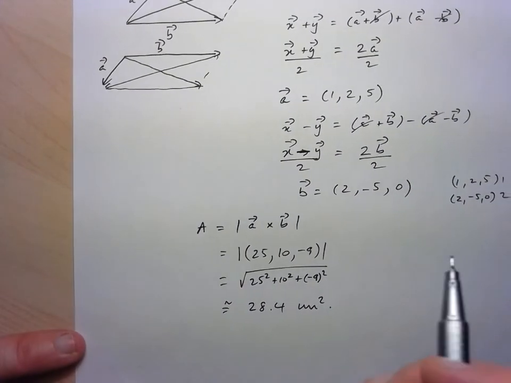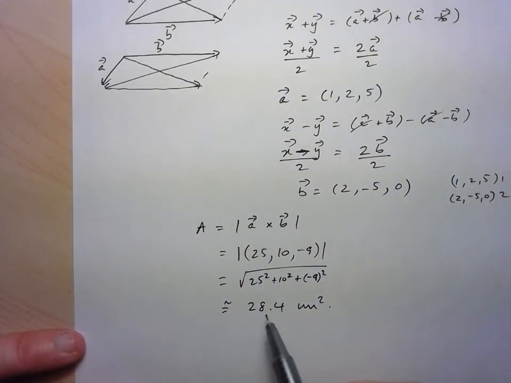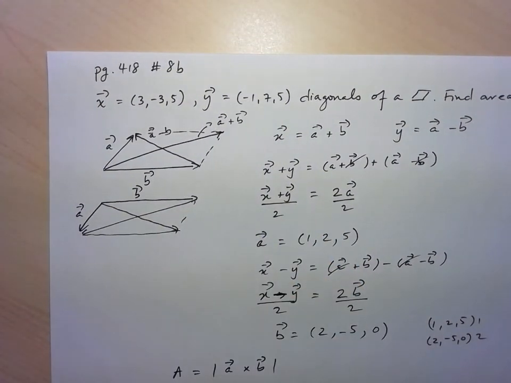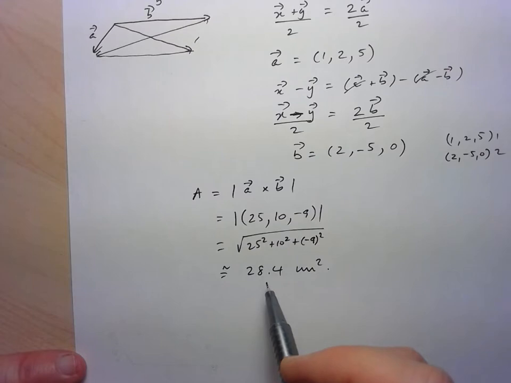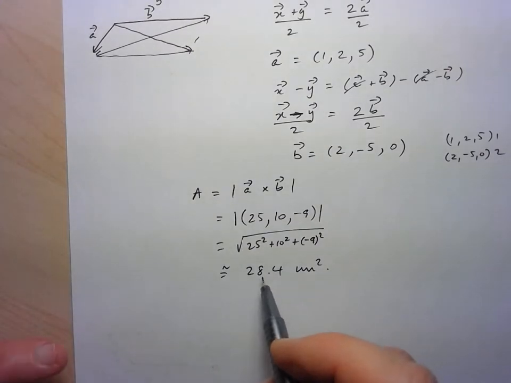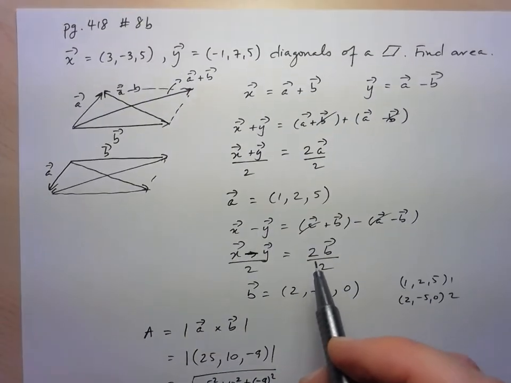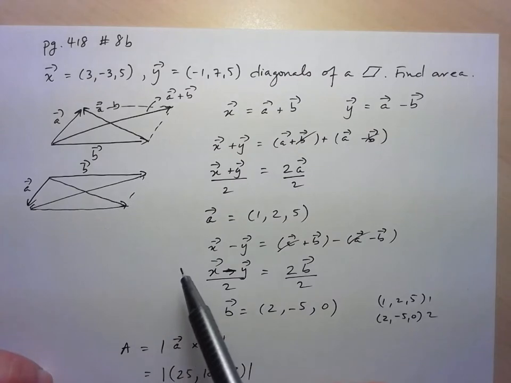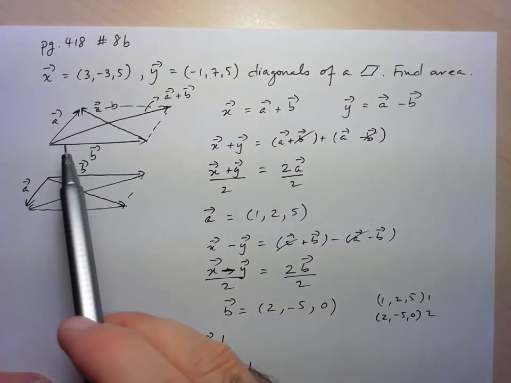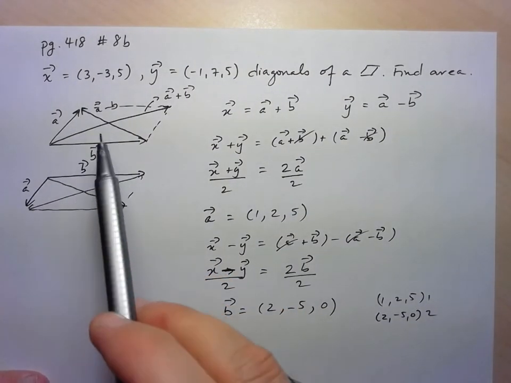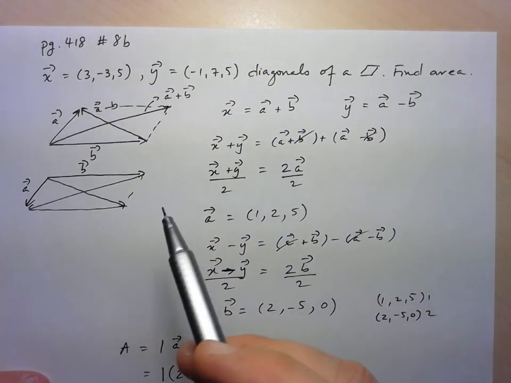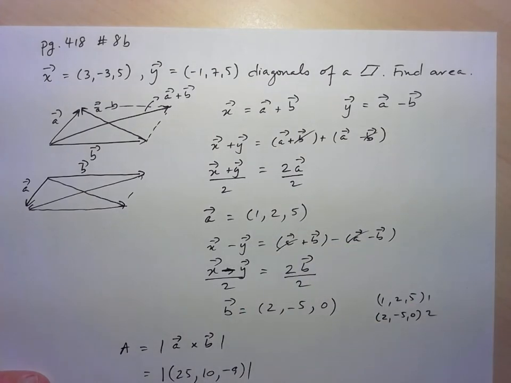Now, just something interesting. If you look at the answer in the back of the book, where they assume that these vectors were the sides of the parallelogram, you'll notice that it's exactly twice this number. And in fact, you can prove with a little bit of algebra, nothing too difficult, that if you take the cross product of the diagonals, you'll get twice the area of the parallelogram. But since it's not something we established, we can't use that. We needed to go through the process of finding that.